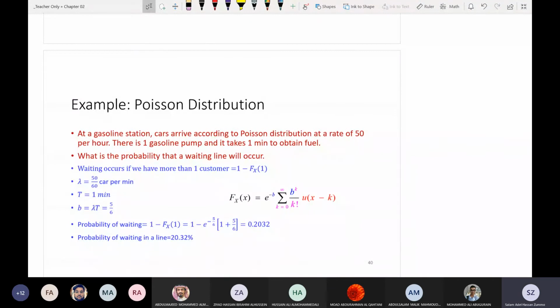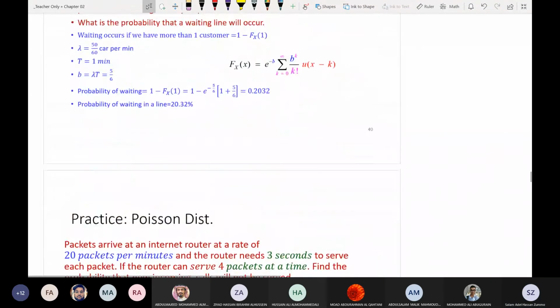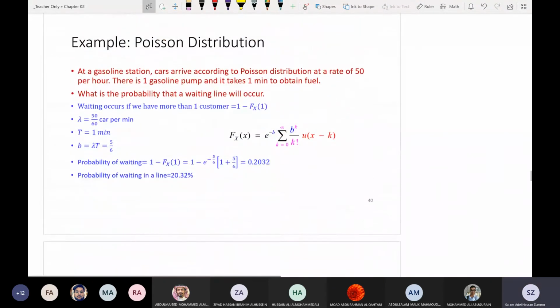Let's have an example. A gasoline station. We have cars arriving according to a Poisson distribution at a rate of 50 per hour, 50 cars per hour. There is one gasoline pump only, so the number of servers is 1. And it takes 1 minute to obtain the fuel. Here the question is, what is the probability that I have a waiting line?